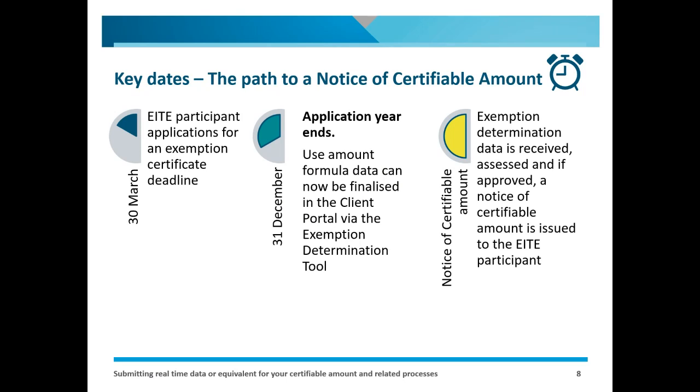The path to the notice of certifiable amount. This slide depicts the path throughout the application year that leads to the notice of certifiable amount being issued. In particular, it highlights the regulator has 60 days for the application and amendment activity, while the notice of certifiable amount process has no timeframes. Please take steps to finalise exemption determination data as soon as possible once the application year is complete. This allows for timely processing and issuance of the notice of certifiable amount for exchange with your retailer or retailers.